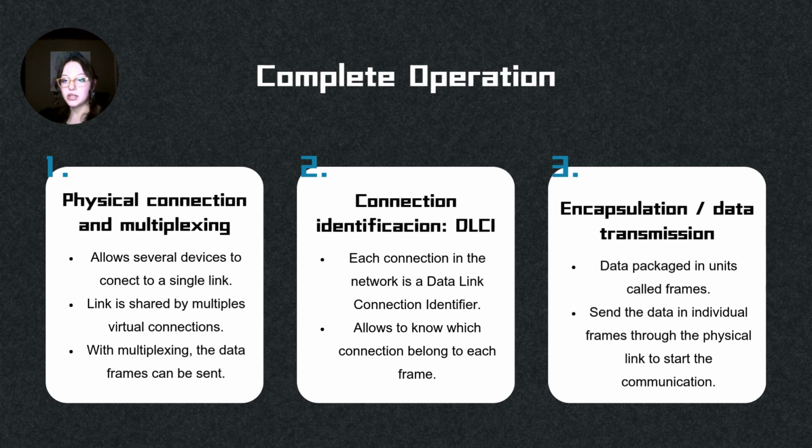When the data is ready to be sent, it is packaged into units called frames, which we already talked about. These frames are variable in size and contain both the data to be transmitted and the necessary headers to ensure proper delivery, including the DLCI. The device, router or switch, whatever you are using, that originates the transmission packages the data into individual frames and sends them through the shared physical link. Each frame contains a DLCI, which identifies the virtual circuit to be used for that communication.